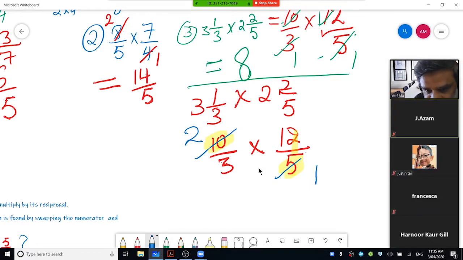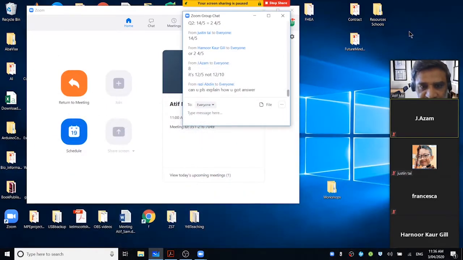And here also we see 3 and 12, and they can be simplified, because 3 times 1 is 3, 3 times 2 is 6, 3 times 3 is 9, 3 times 4 is 12. So we can simplify it here also. So it becomes 1 times 1 and 4 times 2. So it becomes 8.